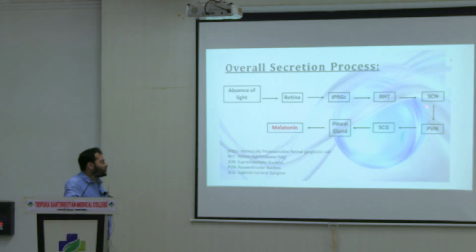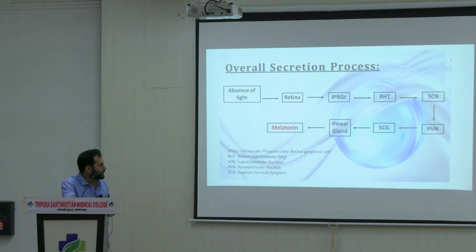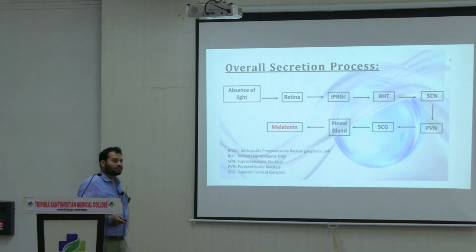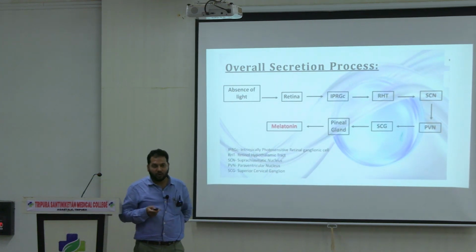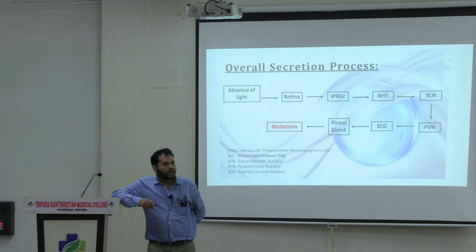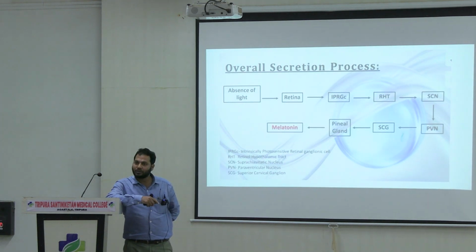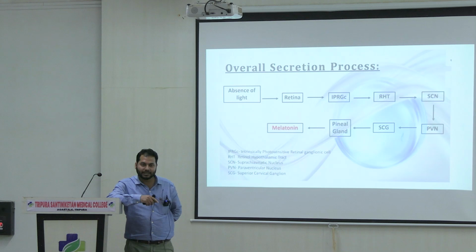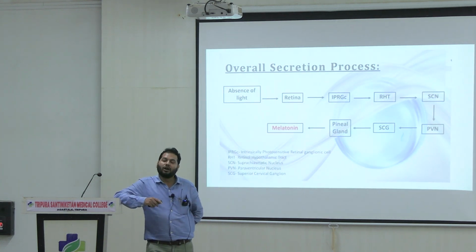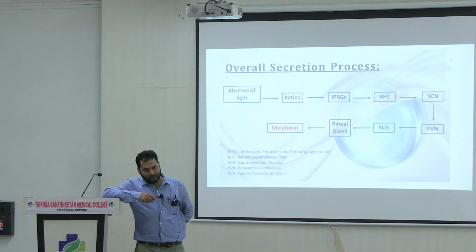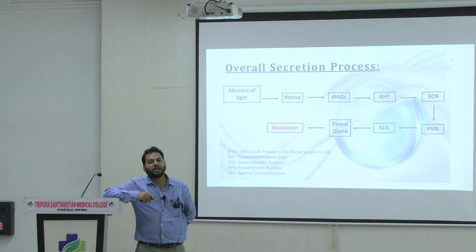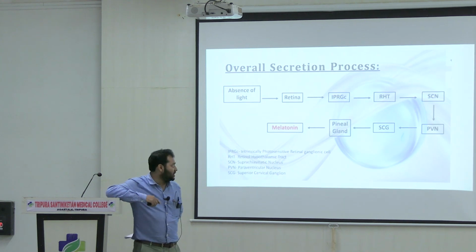Once the light signal reaches the suprachiasmatic nuclei, it proceeds to the next step, the paraventricular nucleus. Here, based on the nature of the light stimuli, it releases catecholamines, and those catecholamines bind to specific cell receptors. The receptors are present in the pinealocytes, and after the binding of these molecules to the receptors, it stimulates the second messenger system that I mentioned.